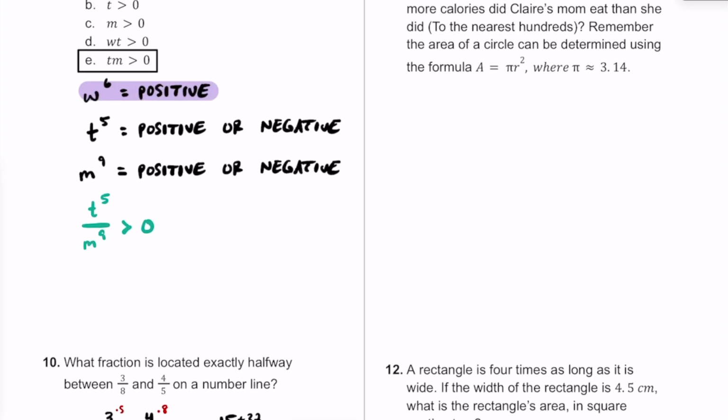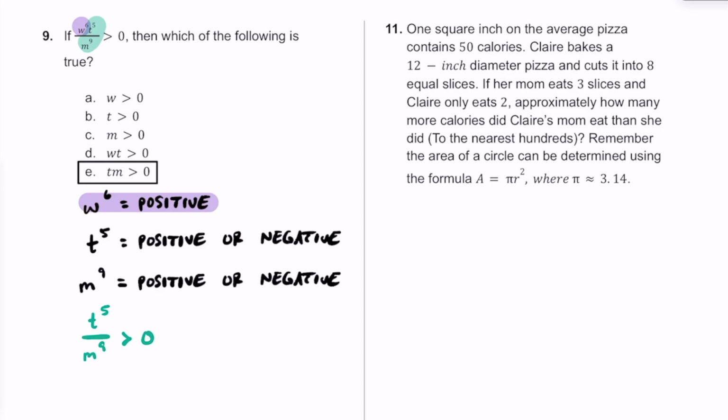Here's number 11. For number 11, 1 square inch on the average pizza contains 50 calories. Claire bakes a 12-inch diameter pizza and cuts it into 8 equal slices. If her mom eats 3 slices and Claire only eats 2, approximately how many more calories did Claire's mom eat than she did to the nearest hundreds? Remember that the area of a circle can be determined by using the formula A equals pi r squared, where pi is about 3.14.